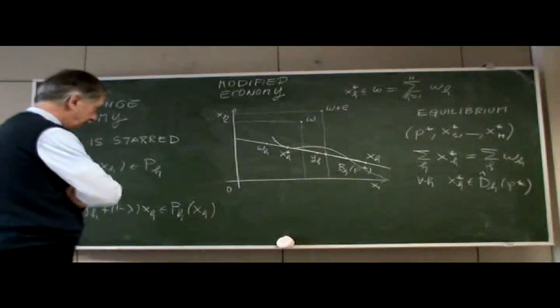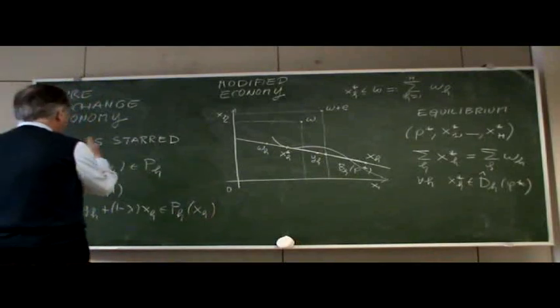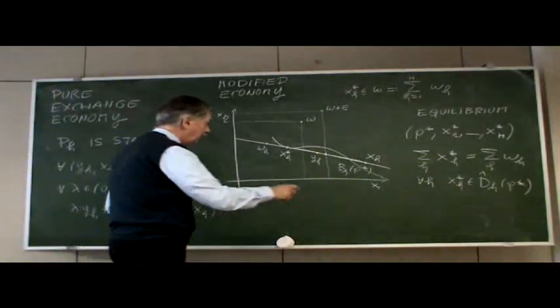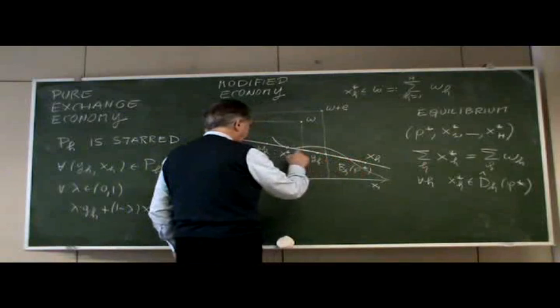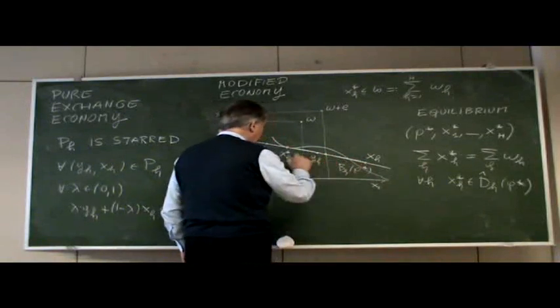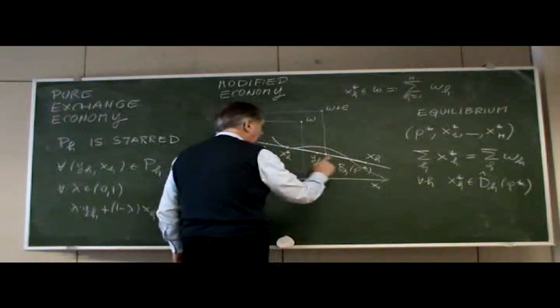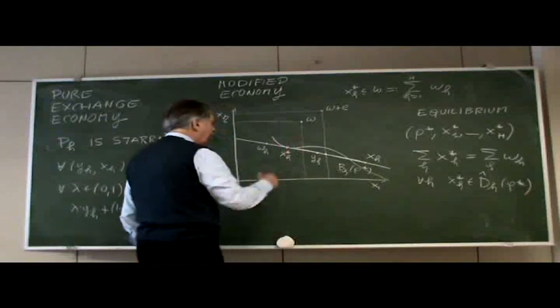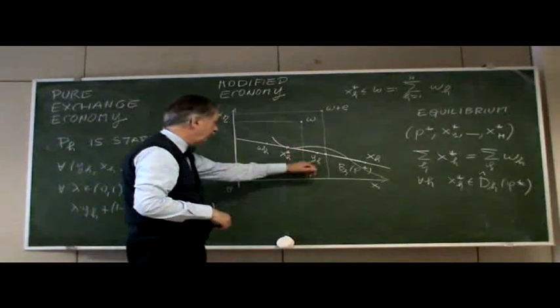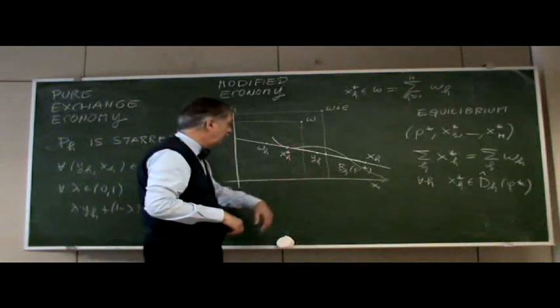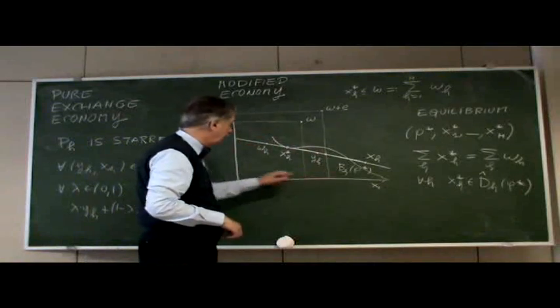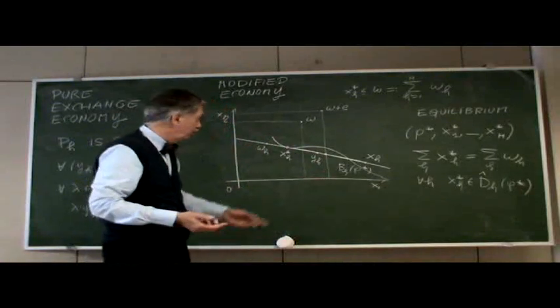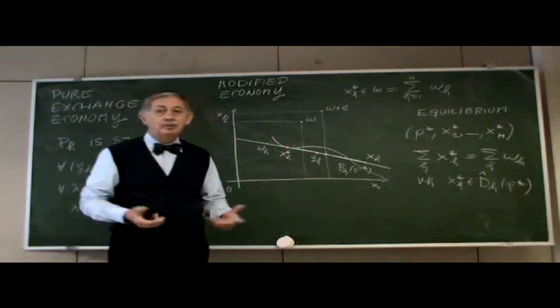This is not possible by starredness of preferences, because if XH is preferred to X star H, all the points on the segment which unites X star H and XH must be preferred to X star H itself. For example, this YH, which is, however, in the truncated budget constraint. Conclusion: this point would not be optimal.